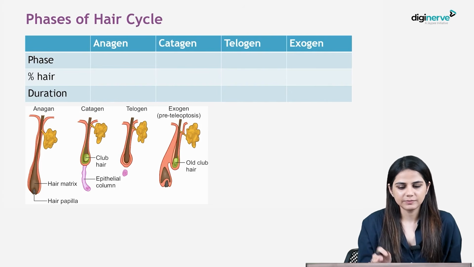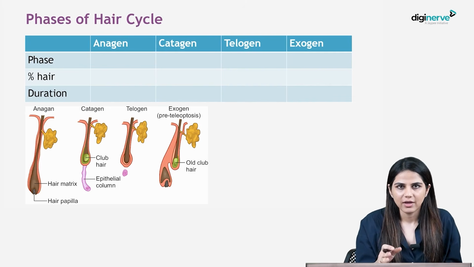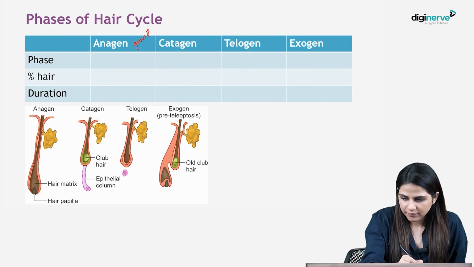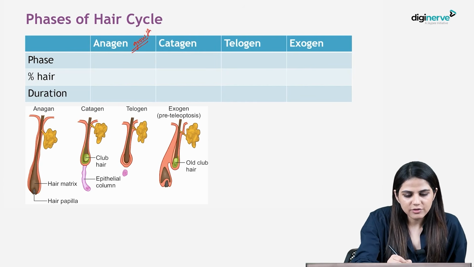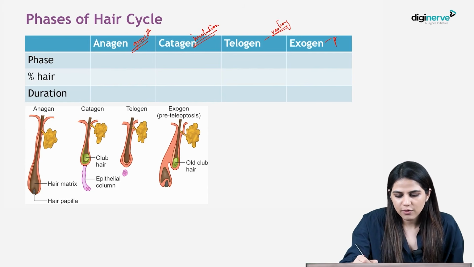Phases of hair cycle. So our hair is not constant in one phase. Anagen being the growth phase, catagen is the involution phase, telogen is the resting phase, exogen when the hair is pushed out of the follicle.